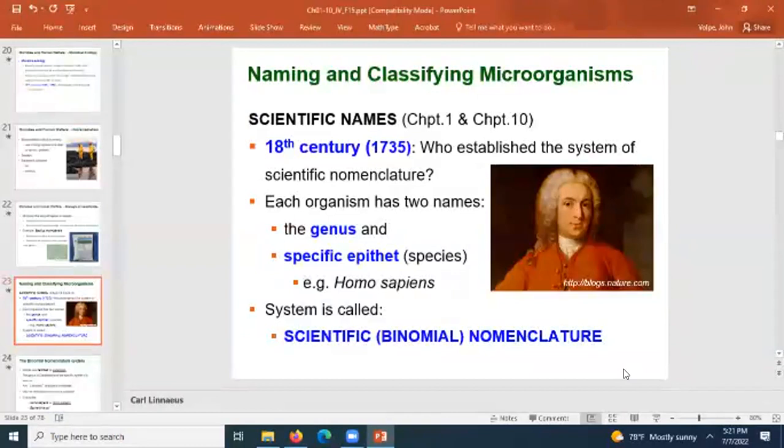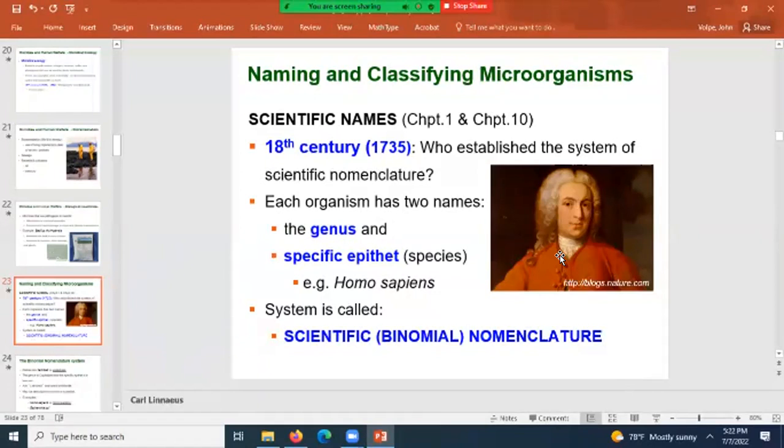And it is true that we're going to talk specifically about microorganisms, but this does apply to the naming and classifying of all organisms. Scientific names is covered in chapter 1 and chapter 10. It was first begun in the 18th century in 1735 by this individual here who established the system for scientific nomenclature.